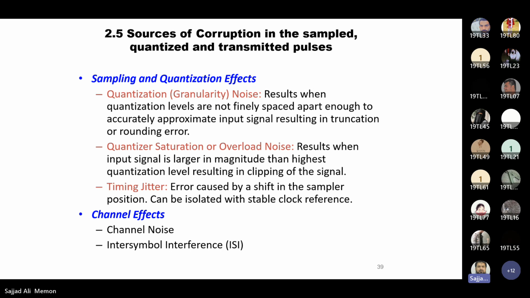Channel effects are the channel noise and the intersymbol interference. Intersymbol interference, as we have seen, is one of the types. Aliasing effects are again a type of intersymbol interference, where one sample goes into the frequency of another sample. When it happens, it is very hard to recover the original analog signal.